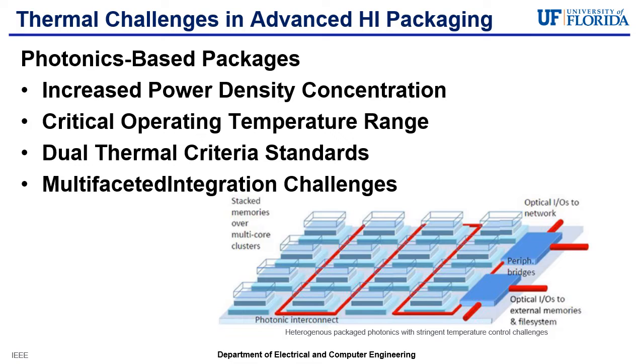Operating temperature can also be a critical factor. Photonic components need to maintain a certain temperature range to function correctly, and if the temperature is way too high or way too low, the performance of these components can be severely impacted. This leads to dual thermal criteria in such systems. The electronic parts need to be cooled to remove excess heat, while the photonic parts need a stable temperature for optimal performance. Finally, the integration of photonic and electronic components poses significant challenges.